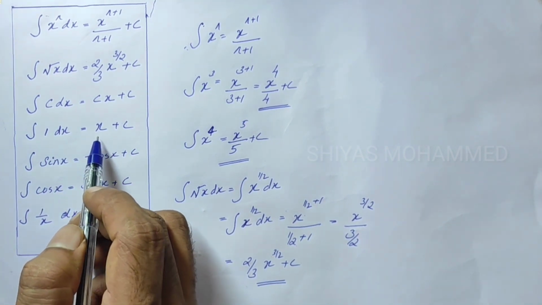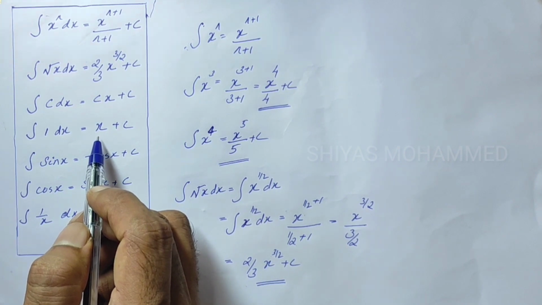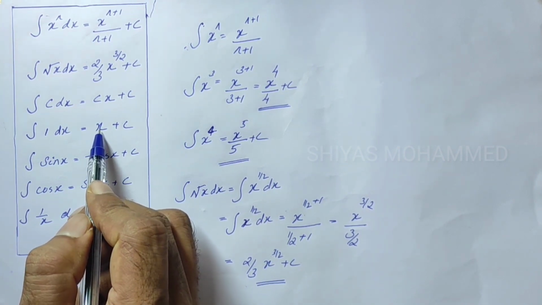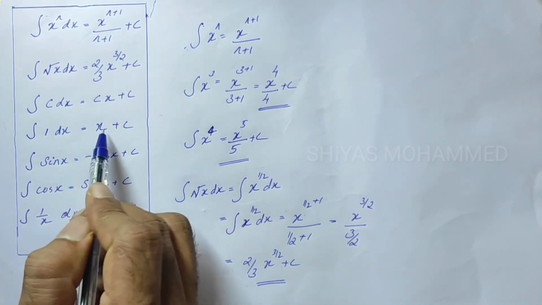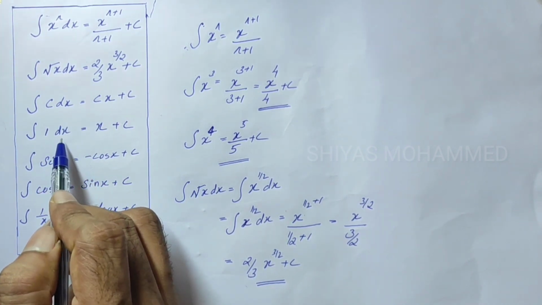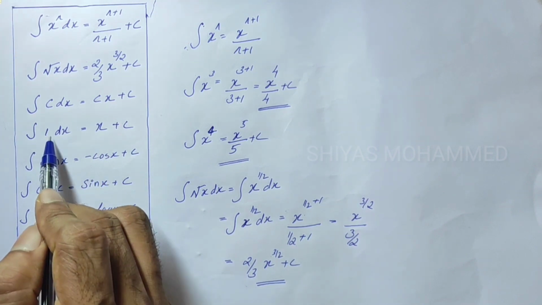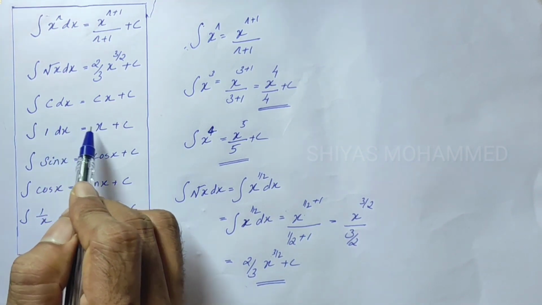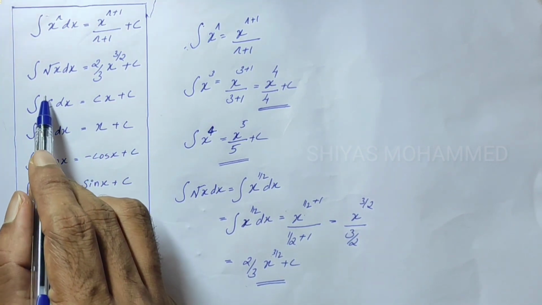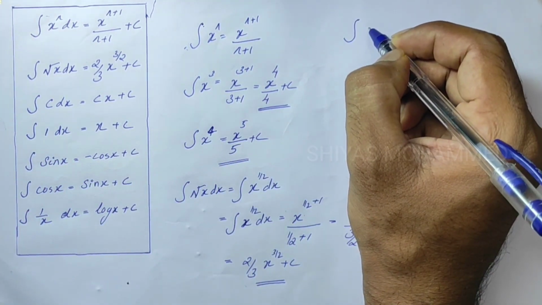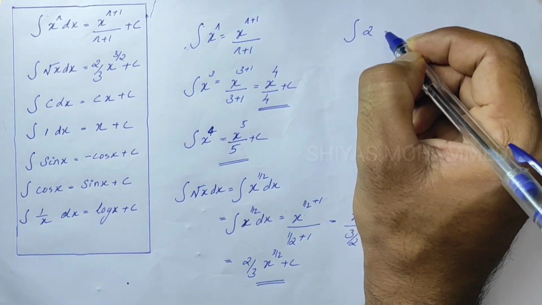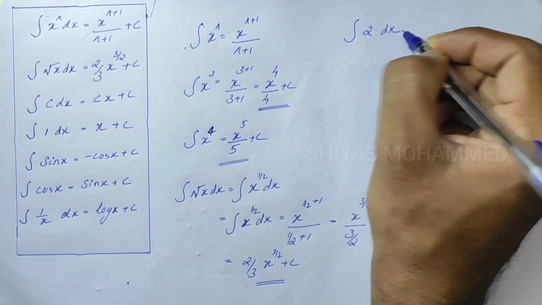Now the very important one is that integral 1 dx is equal to x, because we already studied that integration and differentiation are inverse processes. We know that derivative of x is equal to 1. So integral 1 will be x. So it is an inverse process. It is very easy to understand: derivative of x is equal to 1, therefore integral 1 is x. Now we can look at what is the integral of a constant. Suppose I want to find the integral of a constant 2 with respect to x.